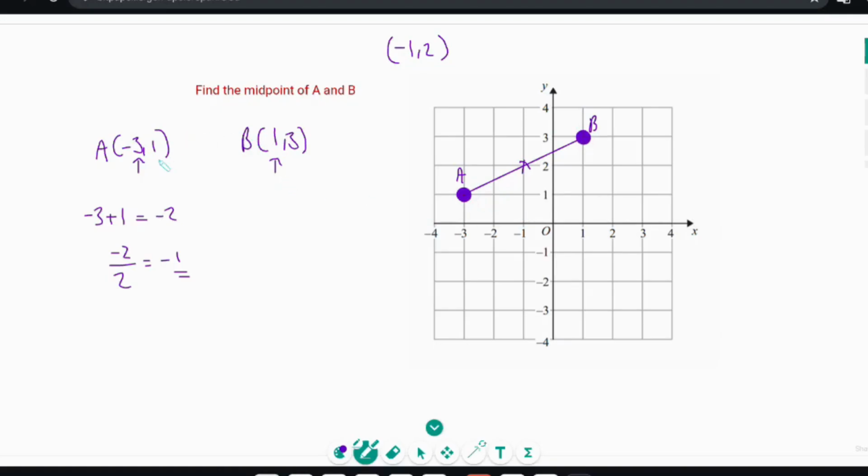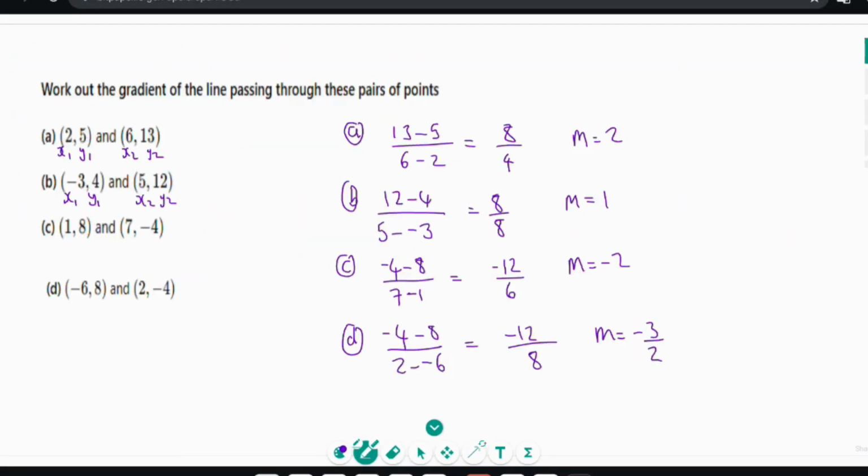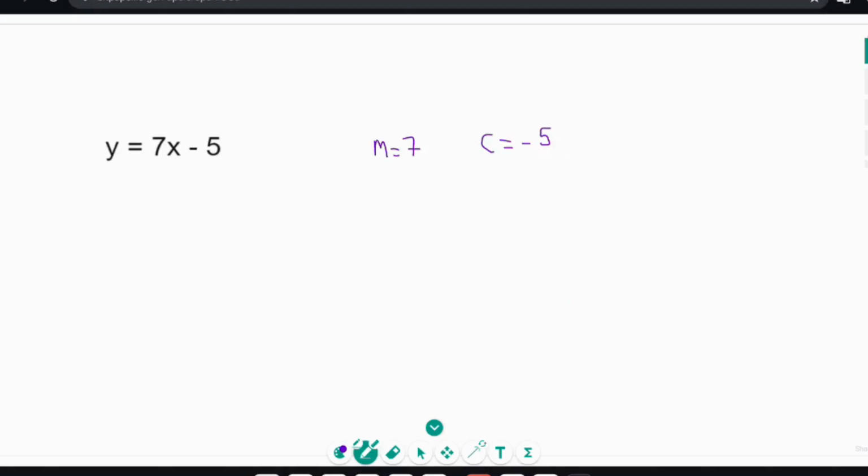Similarly, for the y coordinates, we have a 1 and a 3. We know 2 is in between 1 and 3. We could have got that from doing 1 plus 3 is 4, 4 divided by 2 is 2. Let's just add that to our list of formulas.